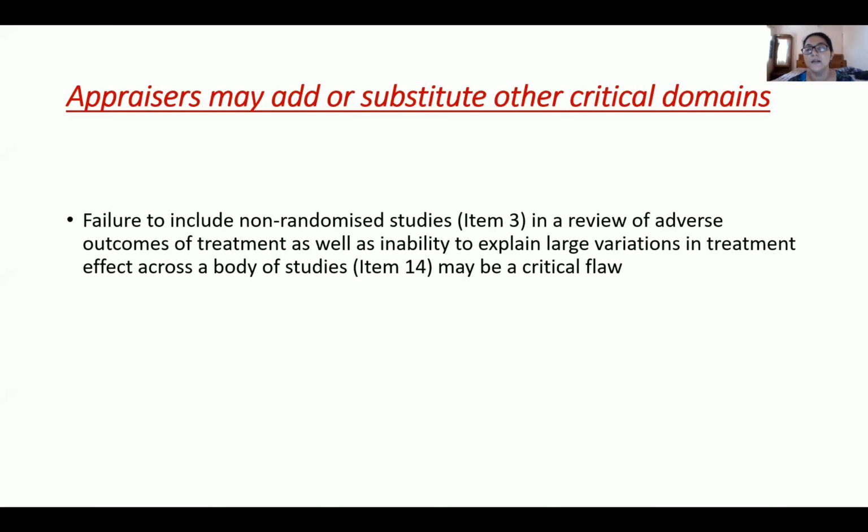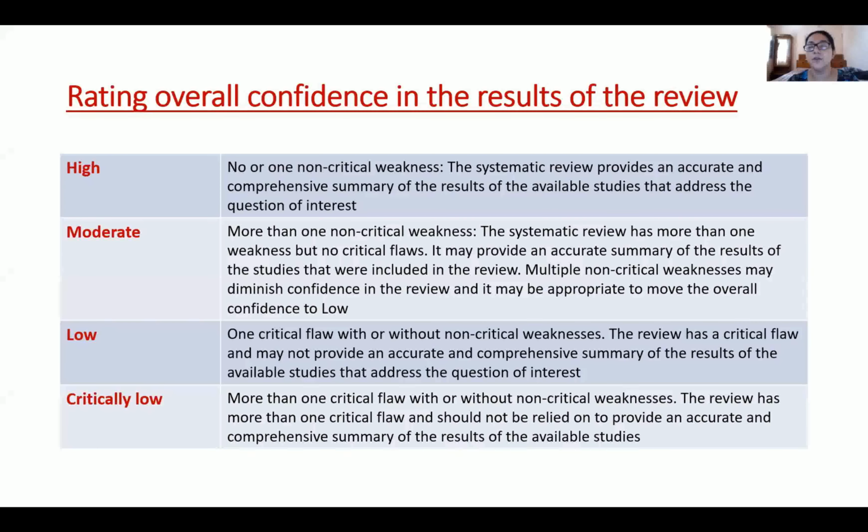So if there is a flaw, a defect in any of the critical domains, that is considered a critical flaw. And in the other 9 elements, out of the 16, if there is any weakness or any flaw, that is considered a non-critical weakness. So depending on how many critical weaknesses and how many non-critical weaknesses are present, we can rate our confidence in the results of the review.